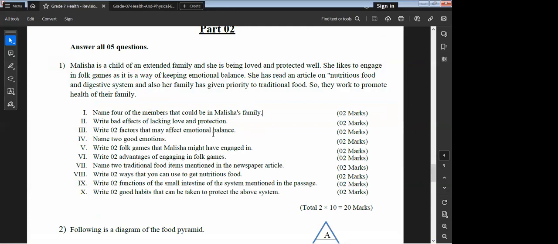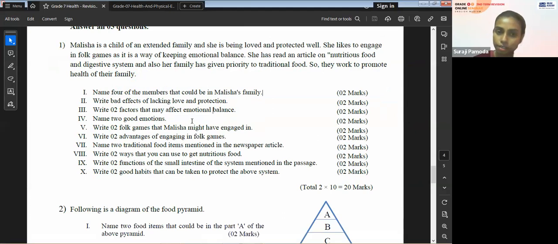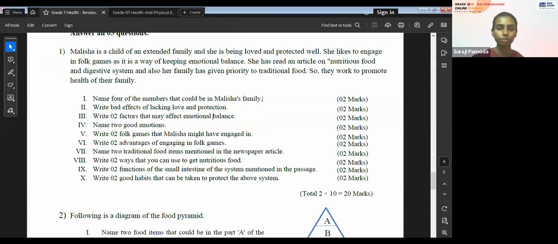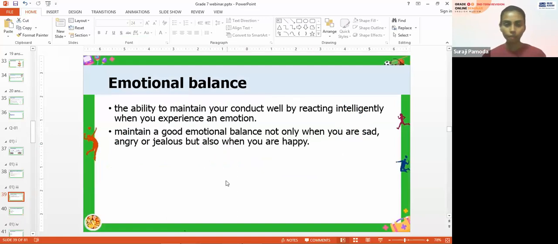Yes, teacher. Right. Okay, the third one is write 2 factors that may affect emotional balance. Tell me. Emotional balance. So what is emotional balance? Emotional balance means the ability to maintain well-being by reacting intelligently when you experience an emotion. හරිද? මොකක් හරි emotion එකක් experience කරද්දී ඒක හරියට maintain කරගන්න පුළුවන් වෙන ability එකට තමයි අපි කියන්නේ emotional balance කියලා. It can be sad, angry or jealous and even happy. දුක හිතන එක, angry, jealous වගේම happiness එකේදීත් අපි we have to balance our emotions.